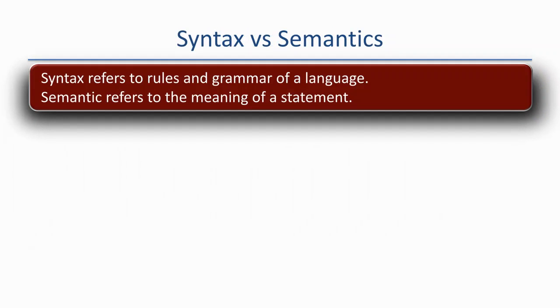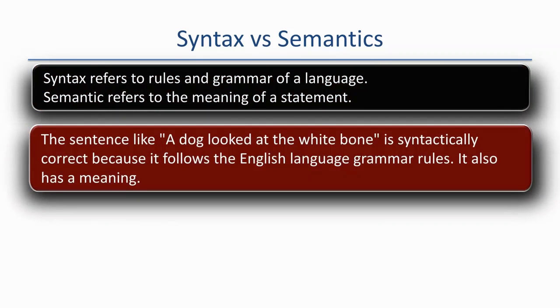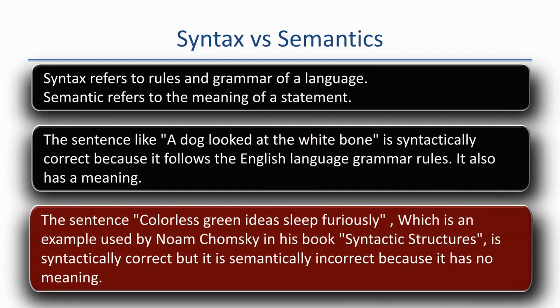Syntax refers to rules and grammar of a language. Semantic refers to the meaning of a statement. For example, the sentence like "a dog looked at the white bone" is syntactically correct because it follows the English language grammar rules. It is also semantically correct because it has a meaning. However, the sentence "colorless green ideas sleep furiously," which is an example used by Chomsky in his book called Syntactic Structures, is syntactically correct, but it is semantically incorrect because it has no meaning.